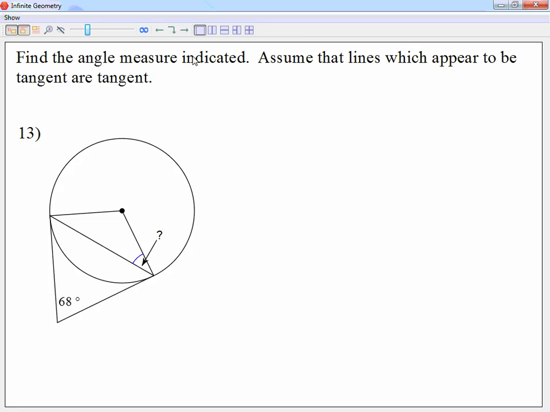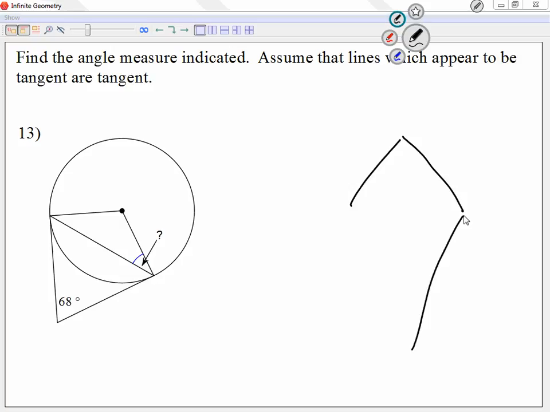Right, now for number 13, I know the radius and the tangent cross at 90 degrees, and the two radii and the two tangents make a kite. So just as a reminder of how kites look, if I draw out my kite, I know my sides, the ones made by the radius and the tangent, are 90 degrees. I know the whole kite is 360. So from 360, if I take away 90, and then take away another 90, I have 180 left. Right? 360 minus 90 minus 90 is 180.